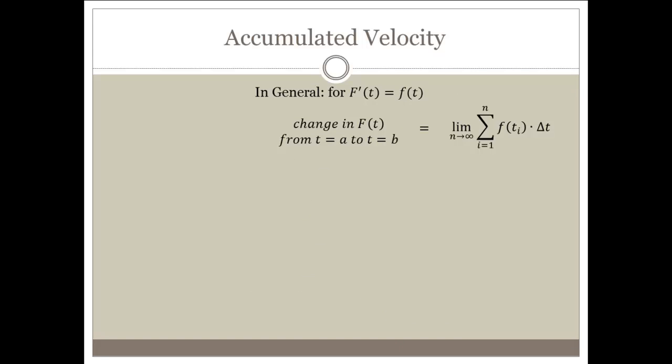Let's remember that while we can find the change in F of t from t equals a to t equals b as the limit as n goes to infinity of the sum from i equals 1 to n of f of ti times delta t, we can also calculate it as the area under the graph of f of t from t equals a to t equals b.